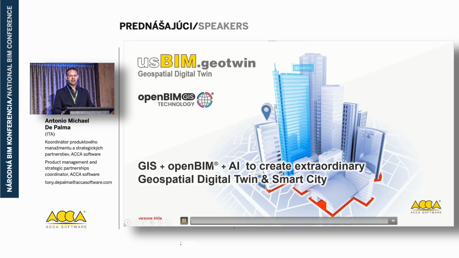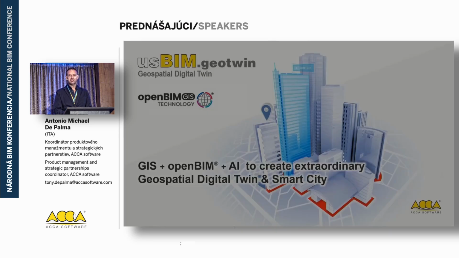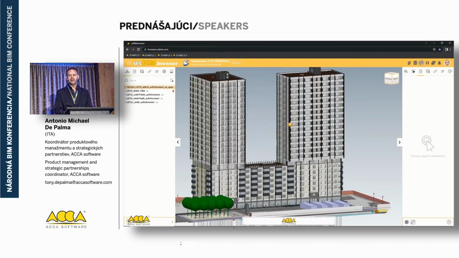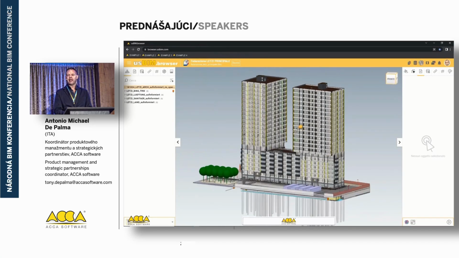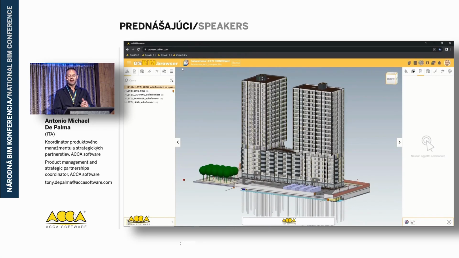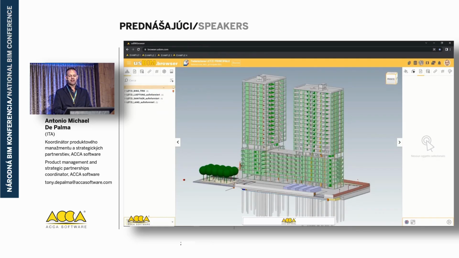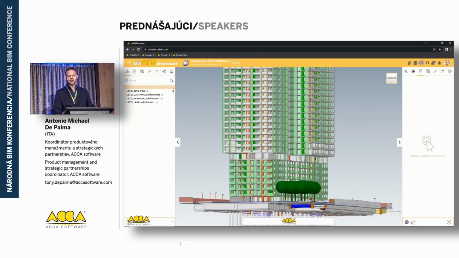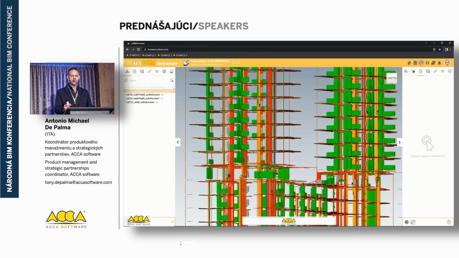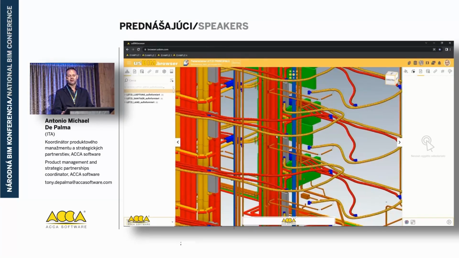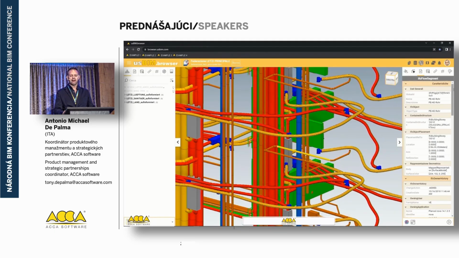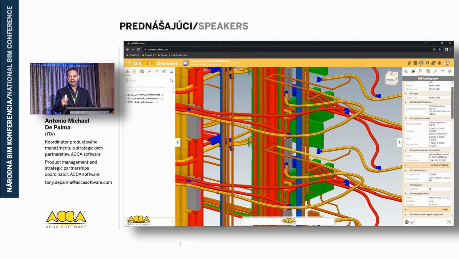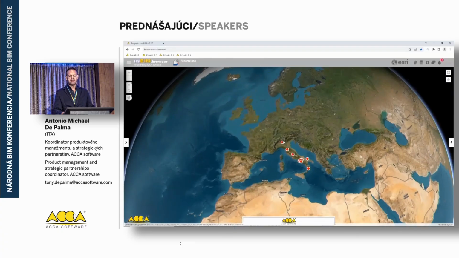Perfect. Okay, so here we have the dynamic integration, as I was saying, between the world of BIM and the world of GIS. Here we're having a look at the usBIM platform side of things, where you can see this residential building. It's not just a 3D representation of the building itself, it's composed of different federated models. So we have the architectural, the MEP systems, and also the structural models here. So we can go in and interrogate the model. We can have a look at all of the IFC properties.